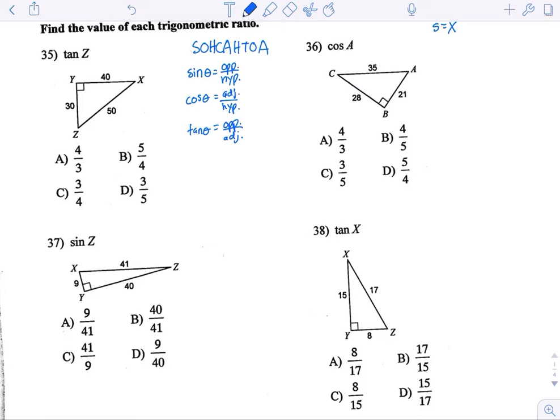Okay, so when you guys take a look at 35, you gotta find your theta right there at angle Z. So I'm just gonna mark everything down: opposite, adjacent, and hypotenuse. So to find the tangent of theta for that problem, tan theta is going to equal opposite over adjacent, which is 40 over 30. Simplify, so divide top and bottom by 10, so you're going to get 4 over 3. So your answer is A.